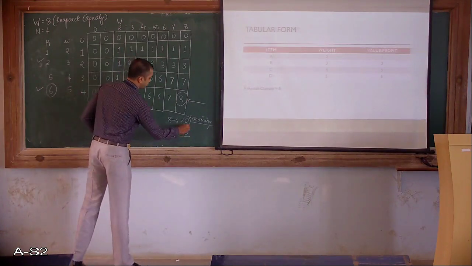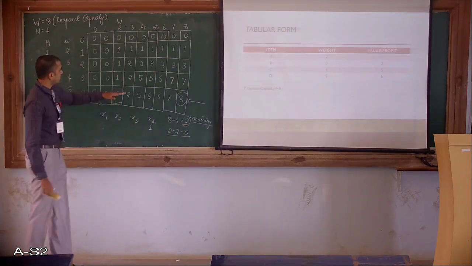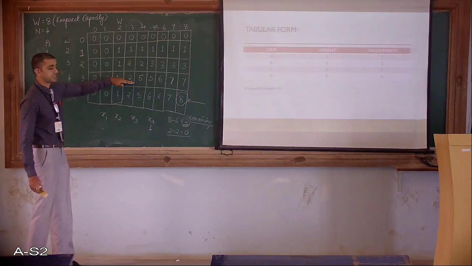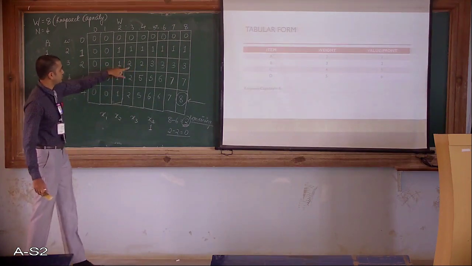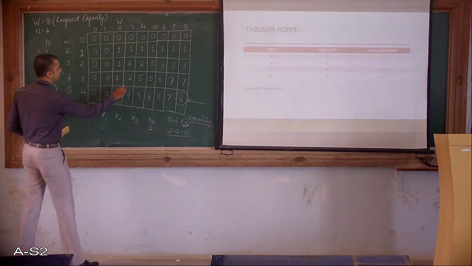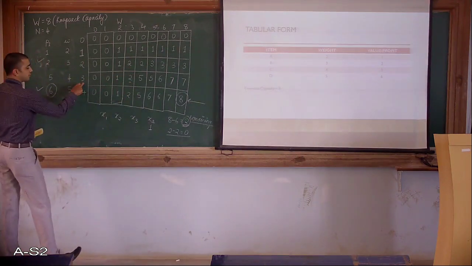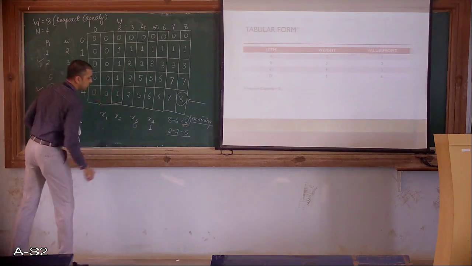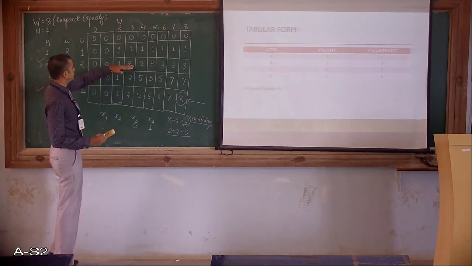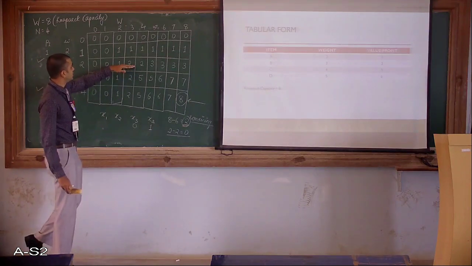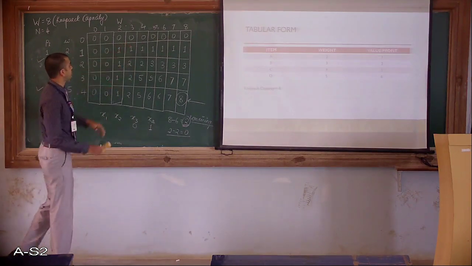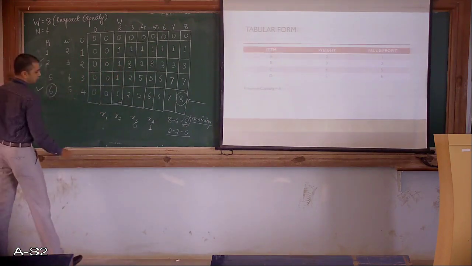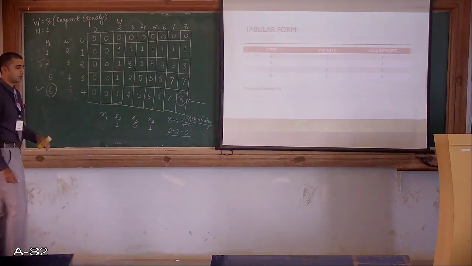Next, search for this 2. Is 2 present over here? Yes, it is present. Check whether it is present in the previous row. Yes, 2 is present in the previous row, which means I did not get this 2 by adding object number 3, so exclude it. Is 2 present in the previous row? No, which means I have obtained this value 2 by adding object number 2. So include it.